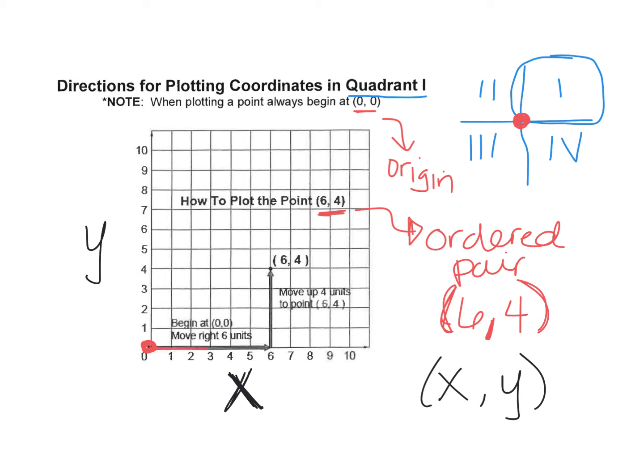So 6, 4, I start at 0, 0. I go to the right 6, which I'm not actually going to draw the line, but just to show you on the video. Once I get to 6, I go up 4, and then this is where I drop my point. If I was going to do the point 2, 5, I would start again at 0, 0, go 2 to the right, up 5, and my point would be there. Let's say I have the point 0, 2. I start at 0, 0. This is telling me I don't go over, so I stay here, go up 2, my point would be there.